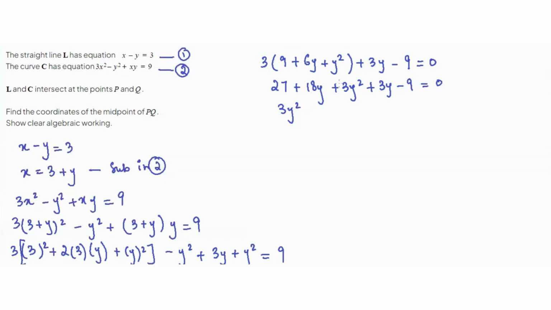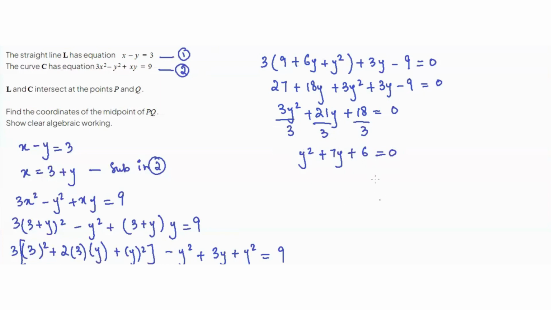3y squared is going to be as it is. We're going to collect the like terms. 18y plus 3y is 21y, and 27 minus 9 is going to be 18. Since 3, 21, and 18, all three numbers come in the 3 times table, we can further simplify this quadratic equation by dividing everything by 3. So that's going to give us y squared plus 7y plus 6 equals 0.